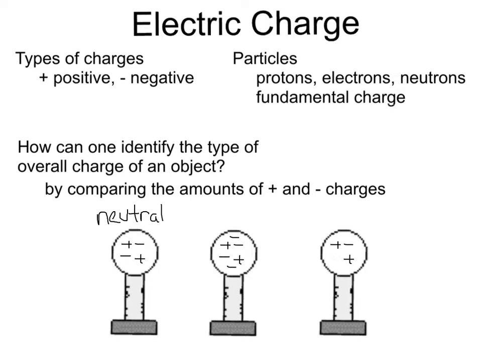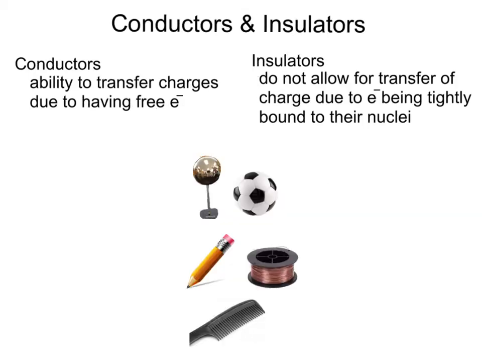The sphere in the middle has 4 negative charges and 2 positive, thus making it having an overall charge of negative. And the last sphere here on the right, which has 2 positive charges and 1 negative charge, we would say is positively charged. In class, you'll be challenged to sketch the charge distribution of an object and to determine whether it's neutral, negative, or positively charged.